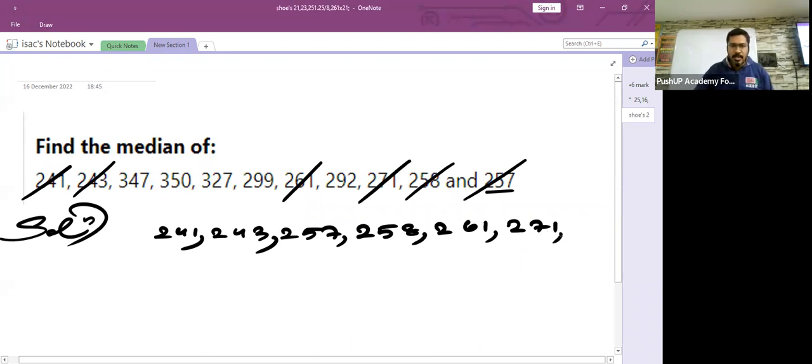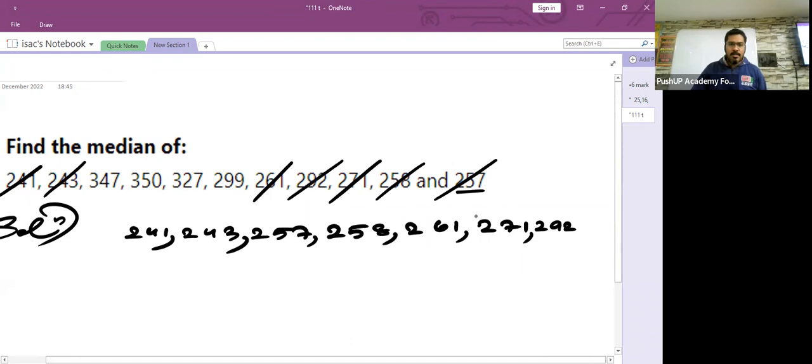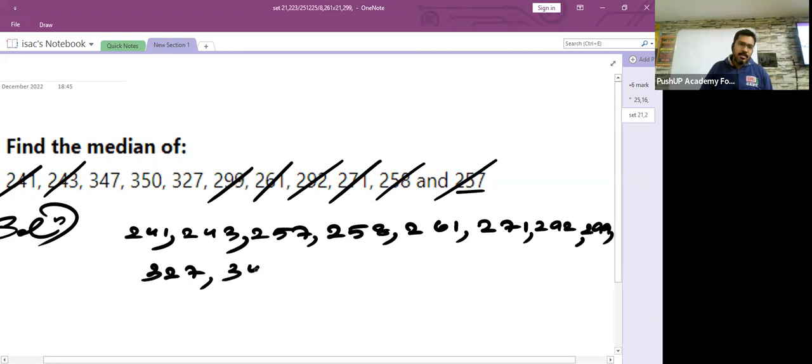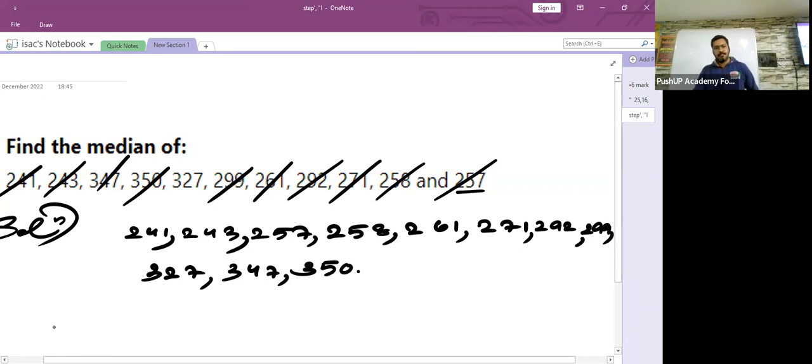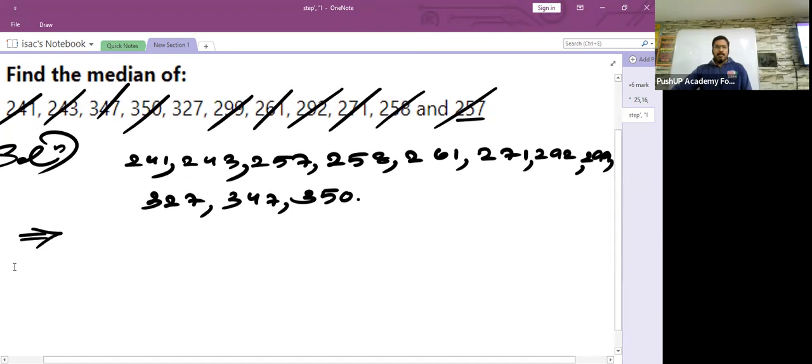All right, so after 271, which number will come? I think it is 292. Then comes 299. Then comes 327. Then comes 347, and then comes 350. Arranged it? Children, please be careful, some students make mistakes in doing this also. All right, arrangement is done.